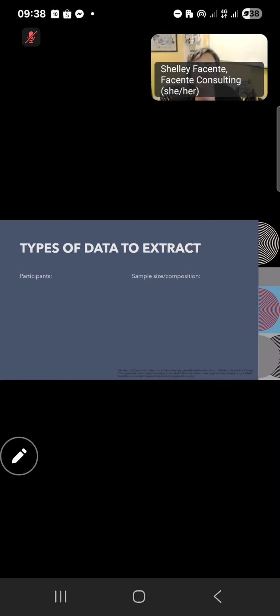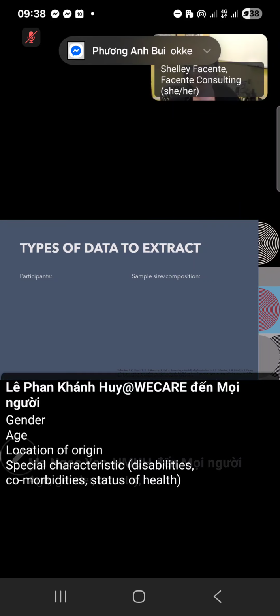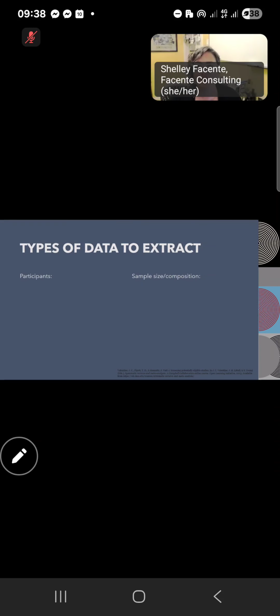Remember again, the idea of extracting the data is so that you don't have to go back. Yes, exactly, these types of things. You don't have to go back to the full text. Once you have finished extracting all the data, then that spreadsheet becomes the thing you write your systematic review from. So what types of things would you need to know about participants so that you could summarize anything?